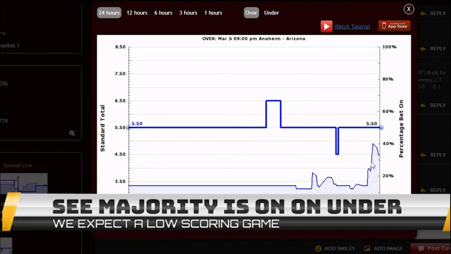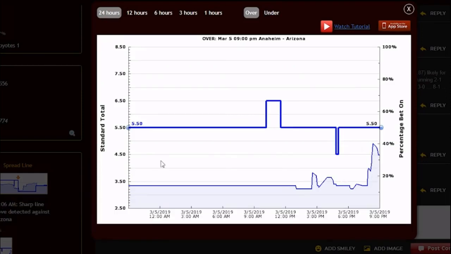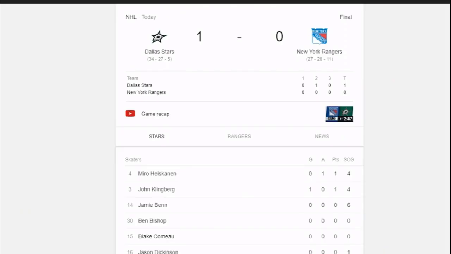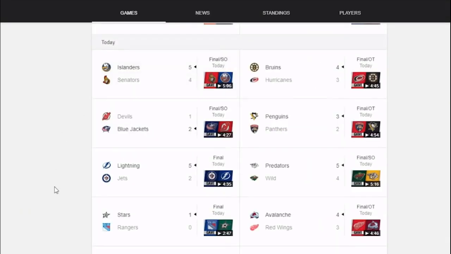And again, let's check on the totals. We have here a very clear picture that most people are betting under. So I make the conclusion that this game is going to be very, very low scoring without a very clear signal who will win. So if I had to bet, I will take the under.